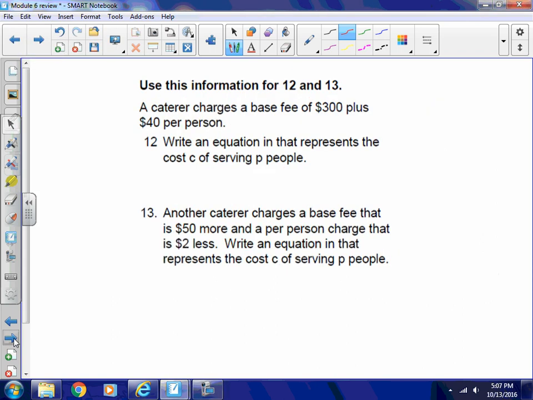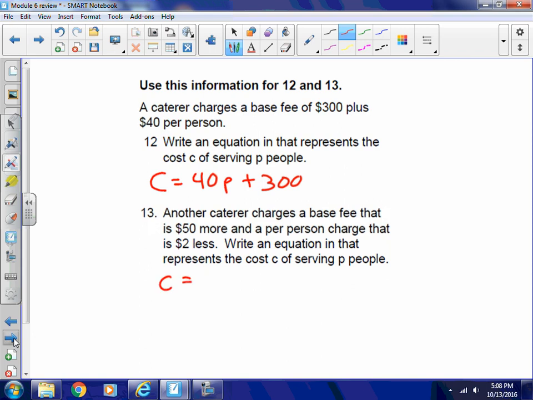We're going to use this information for number 12 and 13. A caterer charges a base fee of $300 plus $40 per person. For number 12, we're going to write the equation that represents the cost C of serving P people. So the cost is found by charging $40 per person plus that one-time fee of $300. Number 13, another caterer charges a base fee that is $50 more and a per person charge that is $2 less. We'll write the new equation that represents the cost.